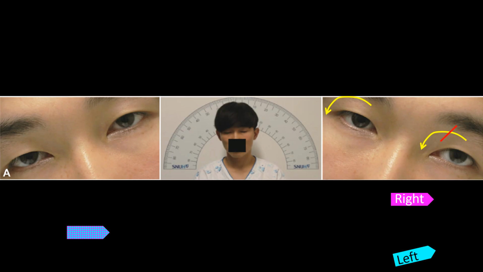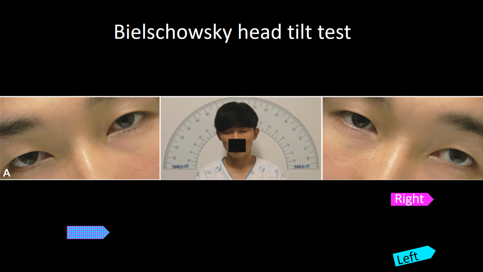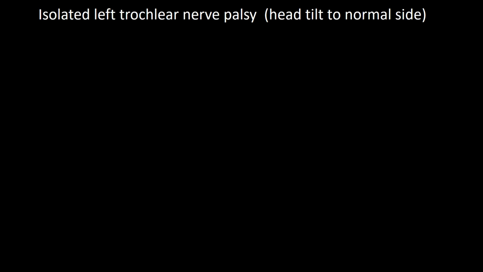This maneuver, when performed by the patient looking through a pair of glasses with different color lenses, allows us to identify the image from each eye individually. This maneuver, the tilting of the head while noticing the separation of images, is called the Bielschowsky head tilt test. The findings just described indicate it is likely that the patient has an isolated left trochlear nerve palsy.